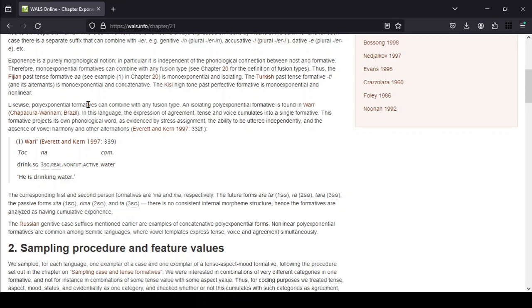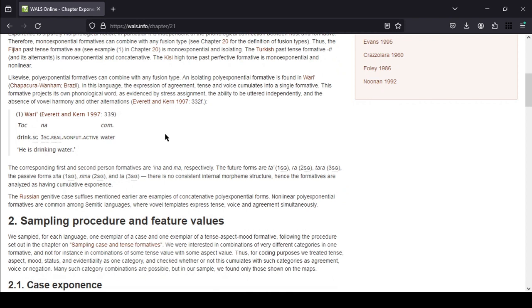The Turkish past tense formative -di and its alternates is mono-exponential and concatenative. The Kisi high tone past perfective formative is mono-exponential and non-linear. That's a mouthful. That's pretty cool.